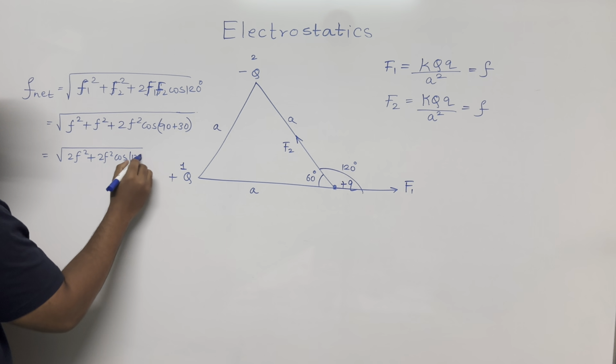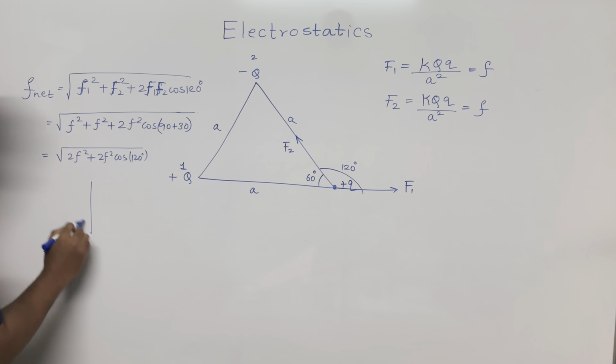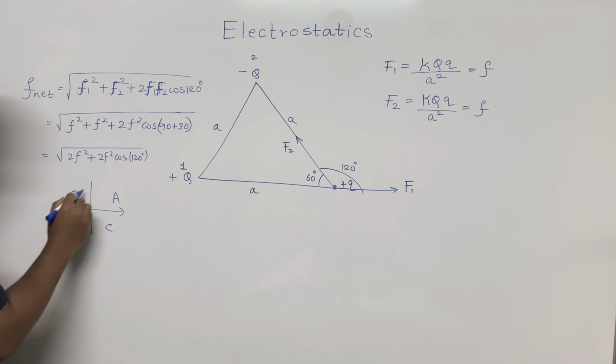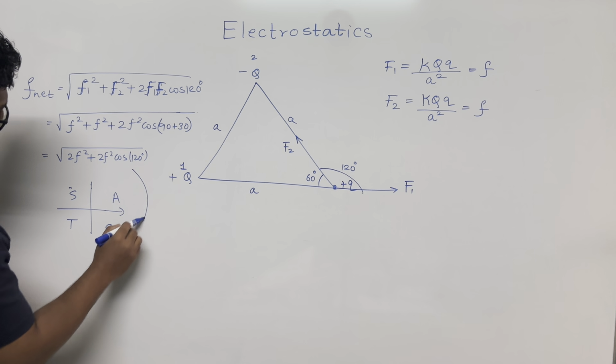See, what is cos of 120 degrees? Cos of 90 plus 30, right? So if I look here, this is 0, this is 90, and 90 plus 30 is in this direction, in this quadrant. Cos of 90 plus 30 is in this quadrant, and in this quadrant cos is negative. So it will be minus of sine 30.